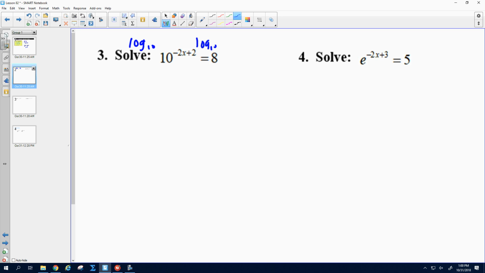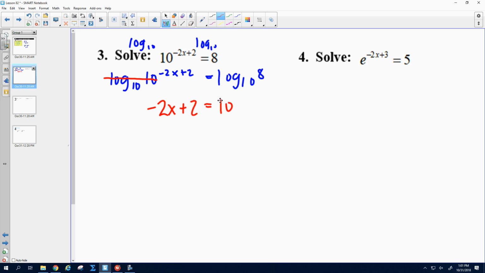All right, so I might want to actually write it as another step, just so you guys can see what's happening. So this ends up canceling right here. Log base 10 of 10. So now I have negative 2x plus 2. That exponent is now right there. Technically, I could plug this in and get a decimal right here, right? But I want you to solve the whole thing and then plug it into your calculator. That way you don't get a rounding error.